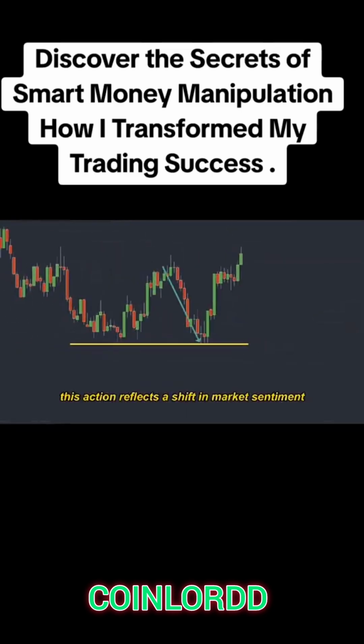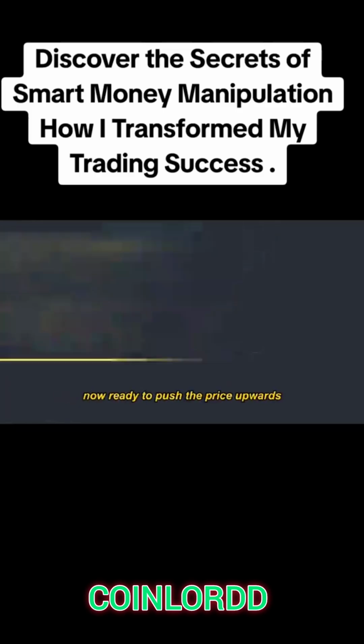This action reflects a shift in market sentiment from bearish to bullish. The presence of a tailed bar at a support level, especially after a series of small candlesticks, indicates that buyers are now ready to push the price upwards.